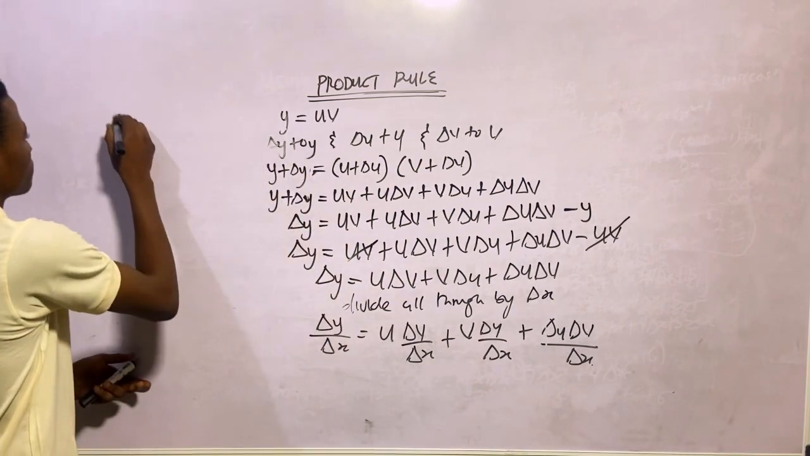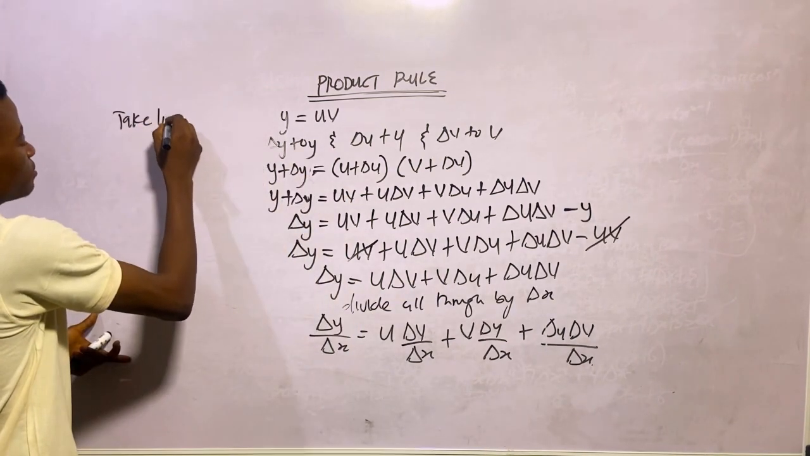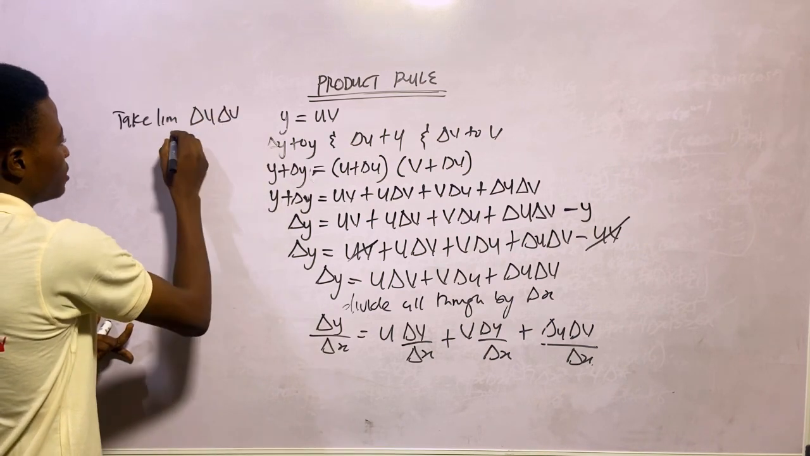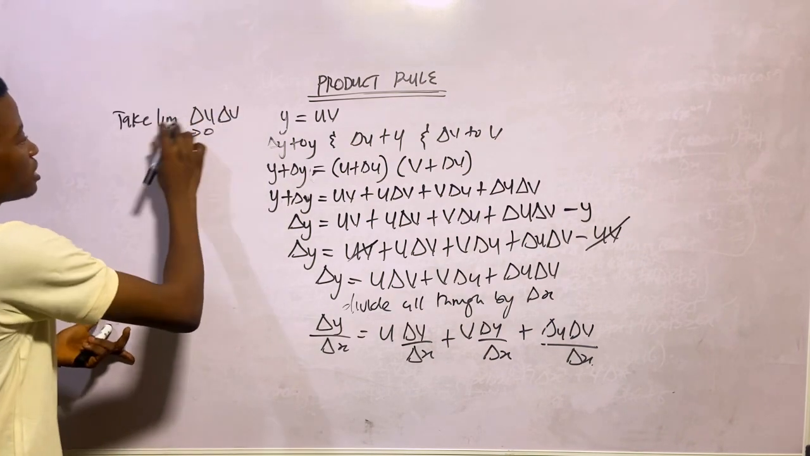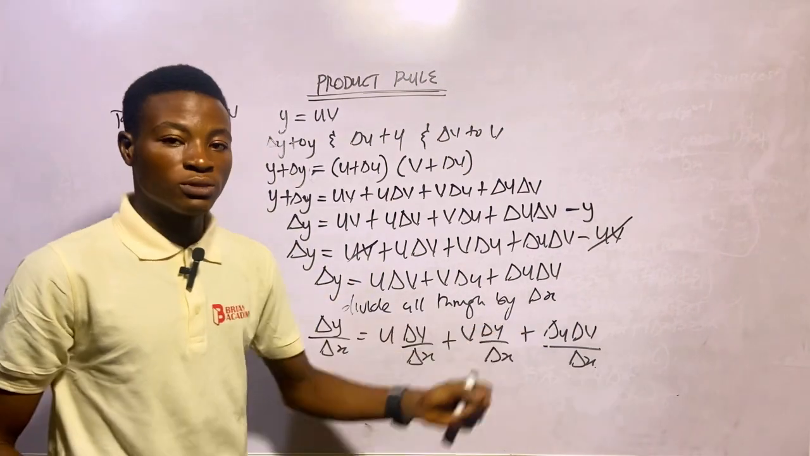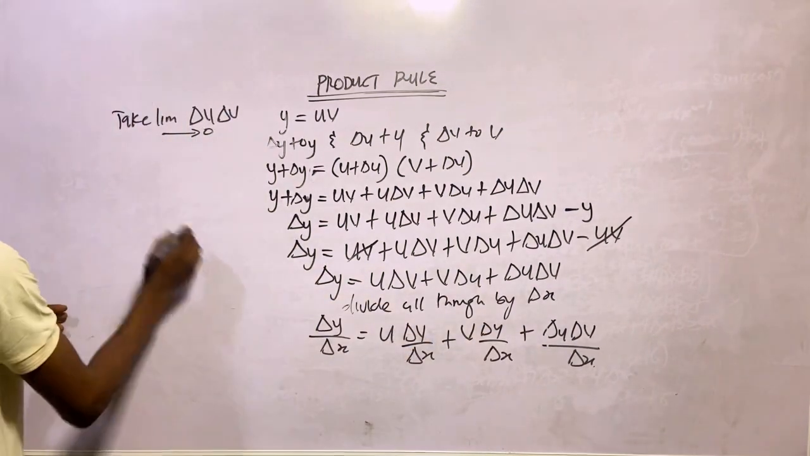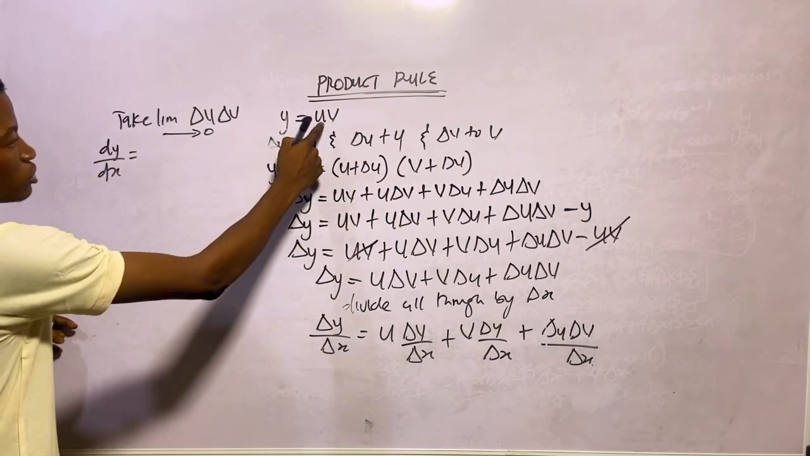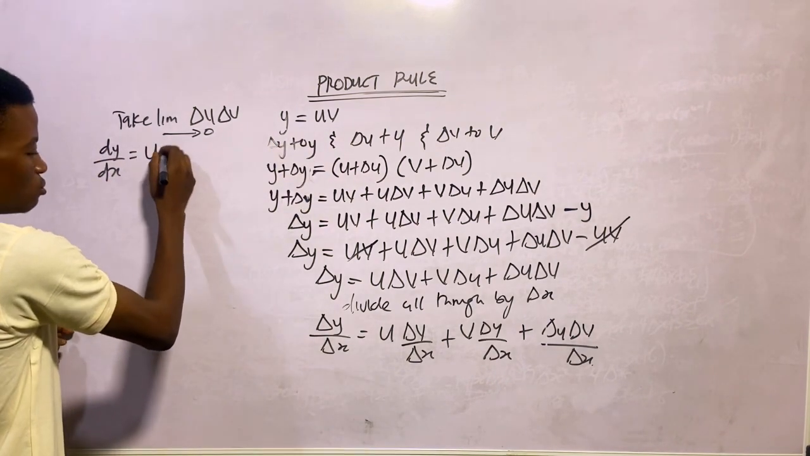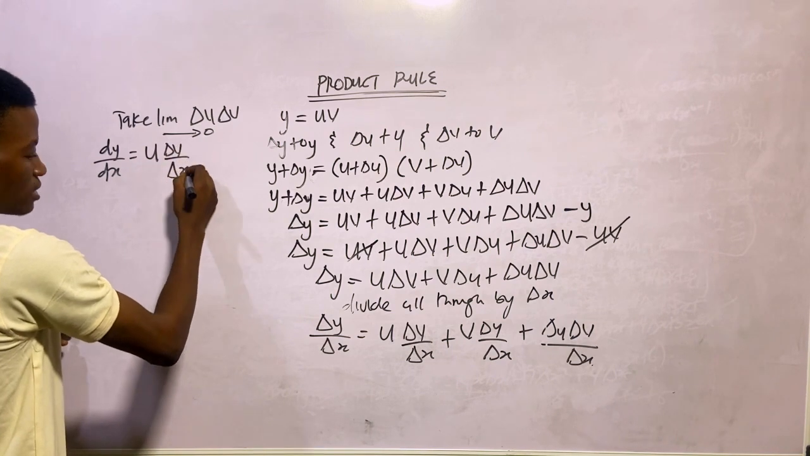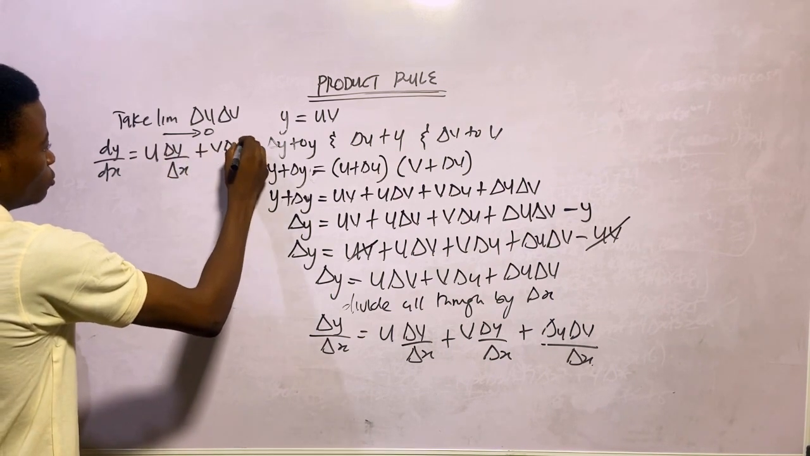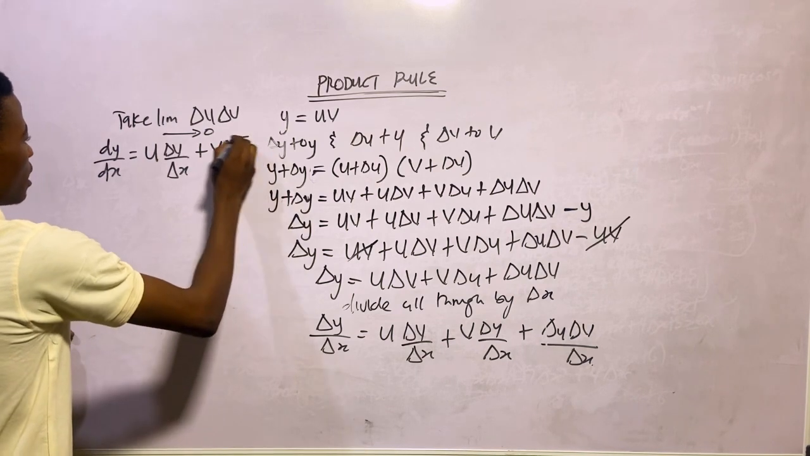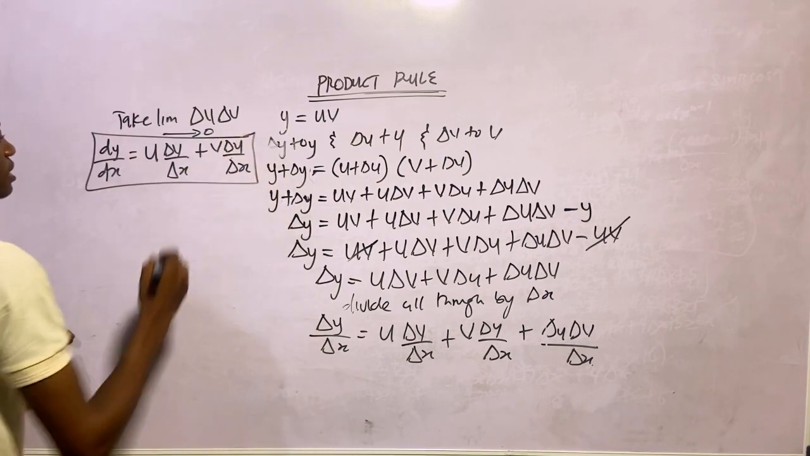Take the limit as the change in u and the change in v tend to 0. I'm going to take the limit of this term to 0. So in that case, I'm going to have dy by dx of the function uv. That's going to give us u dv dx, right? Then plus v du dx, and that's the formula.